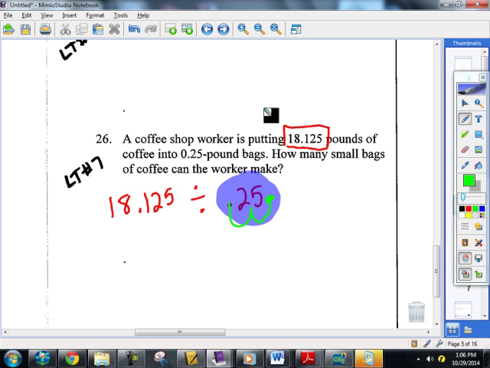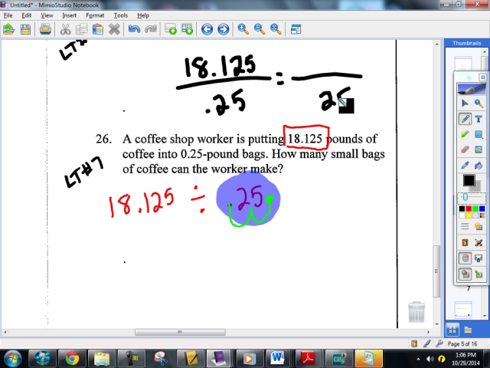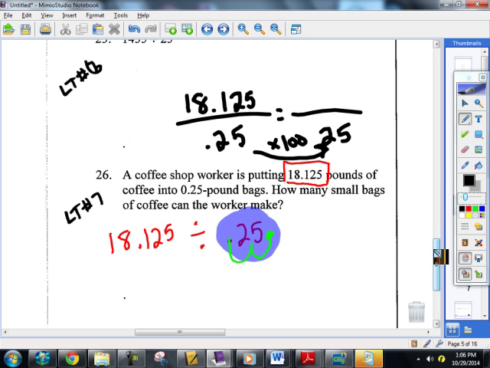So let's remember it like this, though. I just want to make sure we're all understanding this. All fractions are division problems, right, guys? So doesn't that mean that all division problems are also fractions? You got it. So if we make that 25, what am I multiplying by to go from 0.25 to 25? I'm multiplying by 100. So if I do that to the bottom, what must I do to the top? Which means moving the decimal to the right twice because there are two zeros.